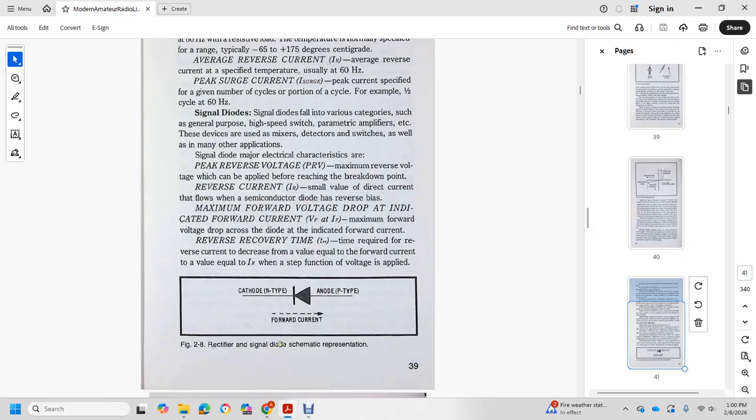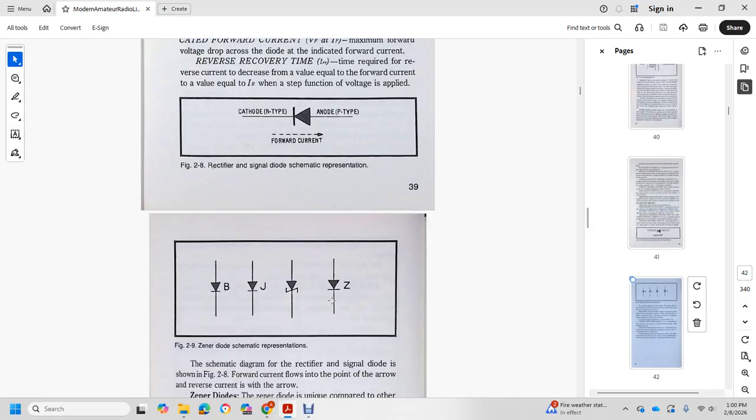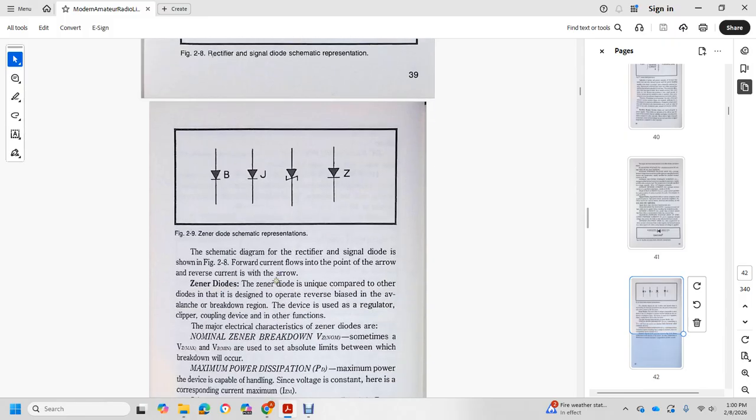Figure 2.8 is the rectifier single diode schematic representation: forward current, cathode N type negative, anode P type positive. Zener diode schematic representation, BJT and Zener. The rectifier single diode is shown in the figure. Forward current flows with the point of the arrow, and reverse current flows against the arrow.